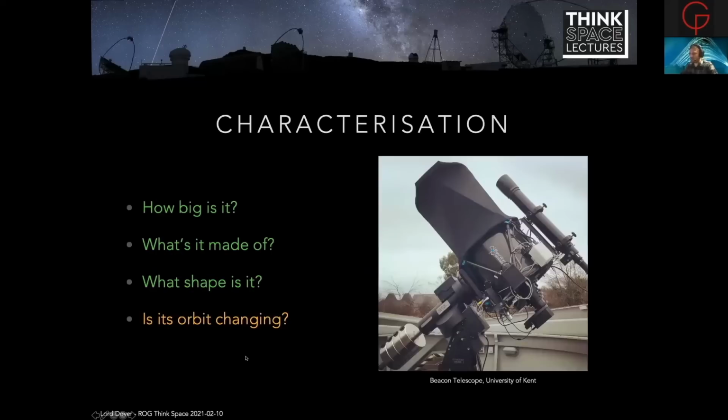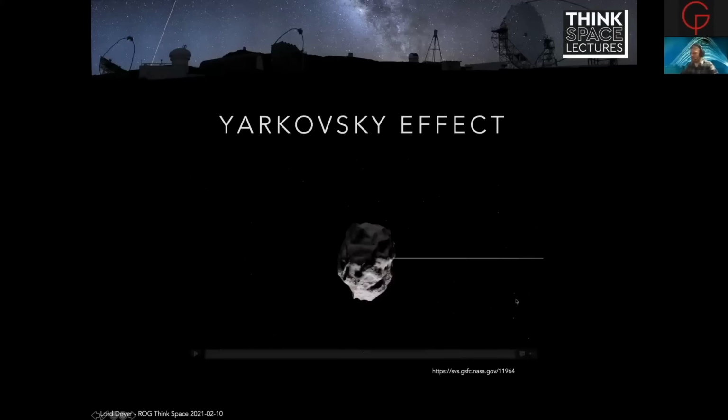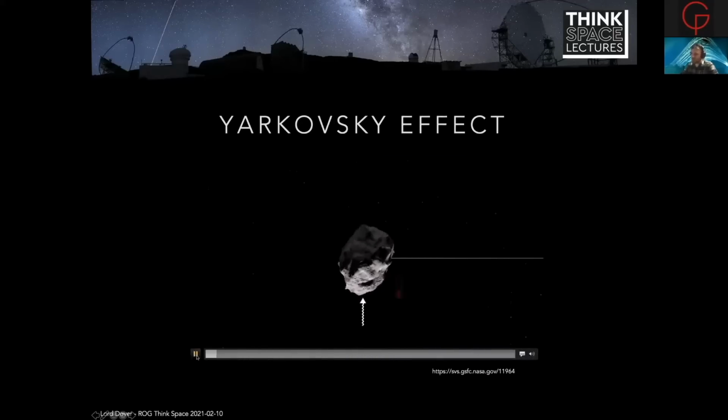This asteroid is moving through space. It's moving from right to left. As it rotates, the day side, which is pointing towards the sun, will heat up. Then as it spins around and points away from the sun, it cools off again. Just like it gets hot in the day on Earth, and then it cools off in the evening.